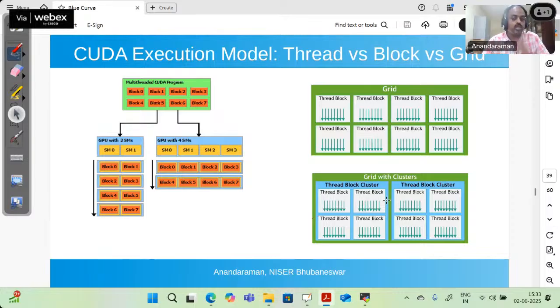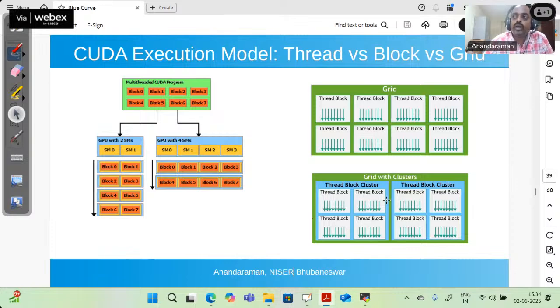The CUDA execution model is thread, block, grid. At the base it is the thread only, then a group of threads is called a block, then a group of blocks is called a grid. This is a big topic which they will learn in GPU CUDA programming. It can be one dimensional, two dimensional, or three dimensional.